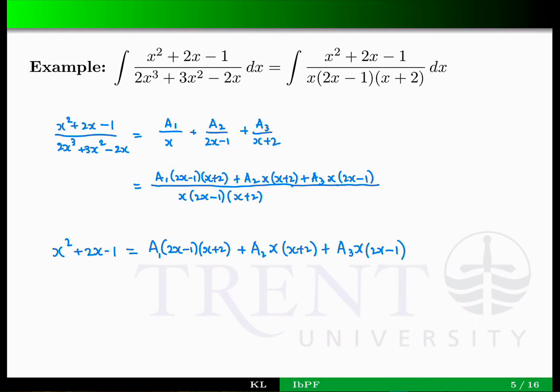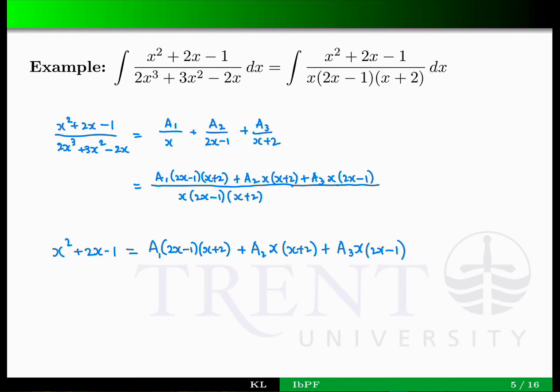Another way to do it is by substitution. You need to substitute some numbers on both sides of the equation. So you let x equal something, substitute that something to the left-hand side and to the right-hand side, and you will find the values of A1, A2, and A3.